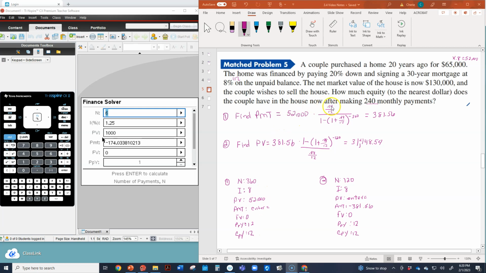52,000 times this 8%. It doesn't ever actually say in this problem that it's compounded monthly, but it's implied when it says that it's monthly payments. So that's why I did the 8%. That is an 8% annual interest, it's usually an annual loan, so I do have to divide by 12. 360 payments because it's a 30-year mortgage. So I'm going to pay $381.56.